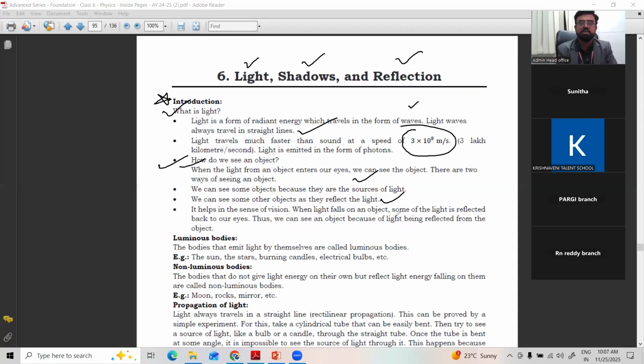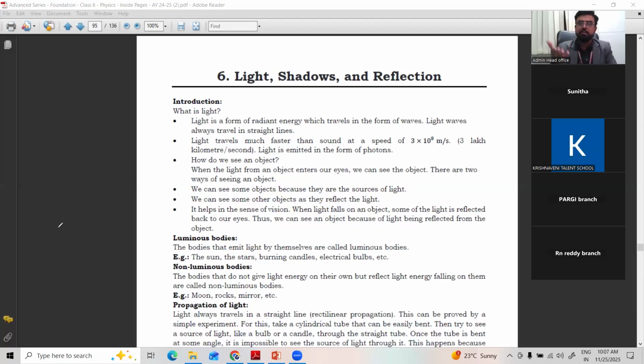When light falls on an object, some light is reflected back to our eyes. Thus, we can see the object because of the light being reflected from it. Whenever light falls on the object, it reflects. Some of the light reflects back to our eyes and it makes the object visible for us.